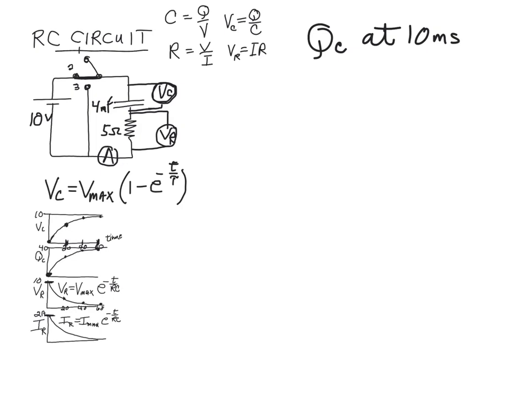Okay, first question. What will be the charge on the capacitor after 10 milliseconds? Now think about the physics. We know it's going to be 63% charged at 20 milliseconds. So it's going to be less than 63% charged out of the 40 millicoulombs. So use the equation and calculate QC at 10 milliseconds. Just do that and come back.